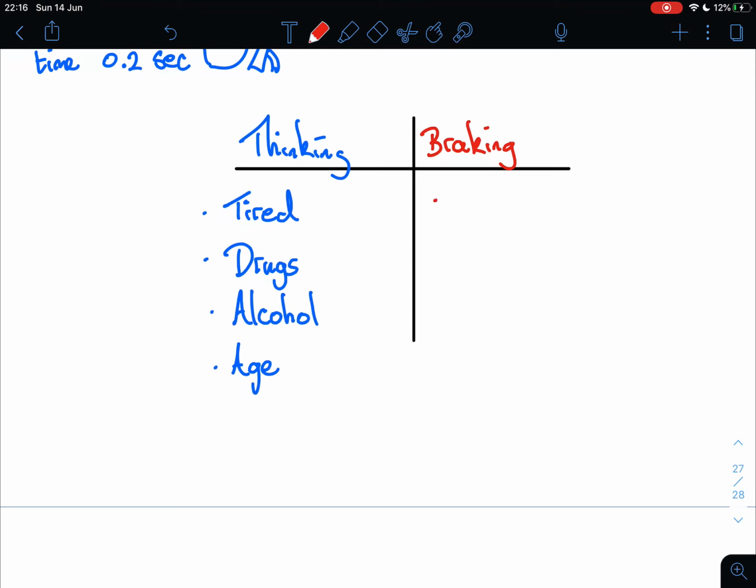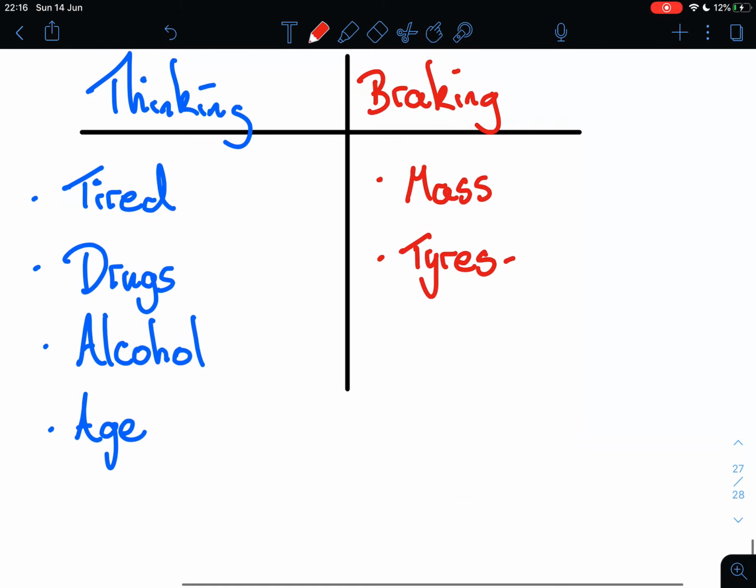Braking. Braking's the physics of it. So braking distance would be the mass of the car. When you're older, and you'll realise when you've got your friends in the car, you will skid and take longer to stop than when they're not in the car. So the mass of the car. The tyres. T-Y. Different from tired. Tyres. Are they worn? Are they worn out? The road surface.